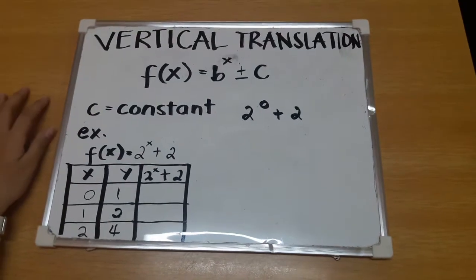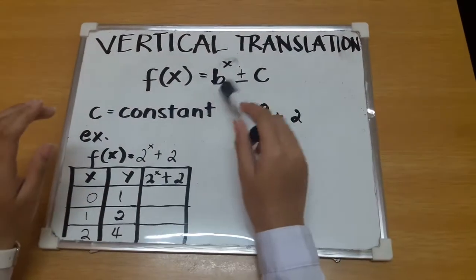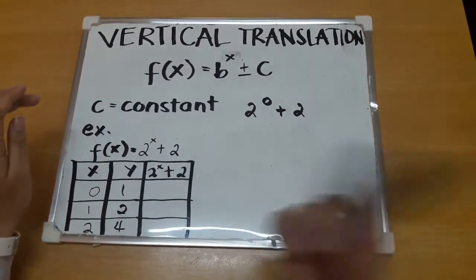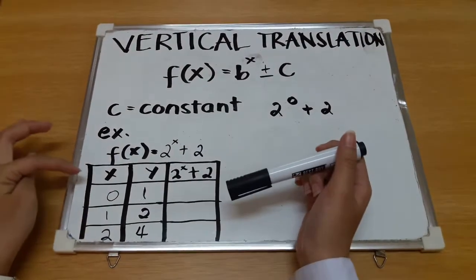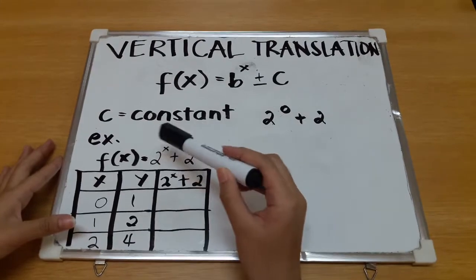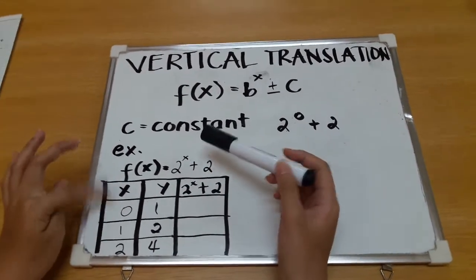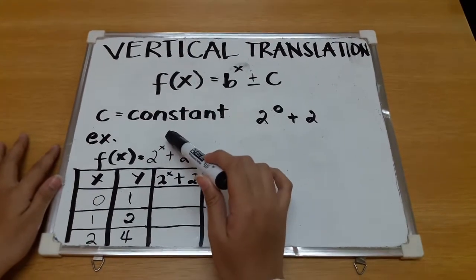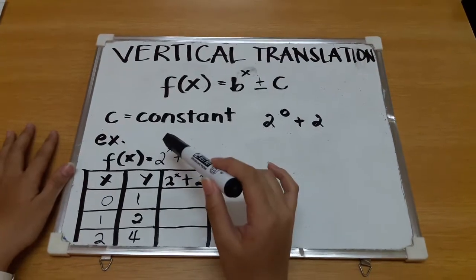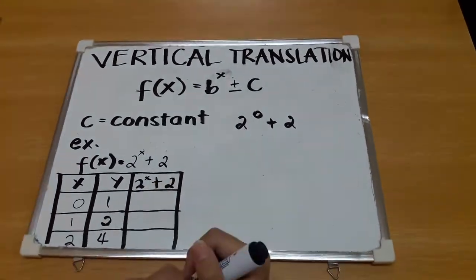The next part of my topic will be vertical translation, wherein the solution is b raised to x plus or minus c, wherein c is the constant. We've set the values of x into 0, 1, and 2. So to solve the values for y, we must substitute x with the first value of x, which is 2 raised to 0. And we would disregard the plus 2, and as we go on, we would get the value of 1 and then this.